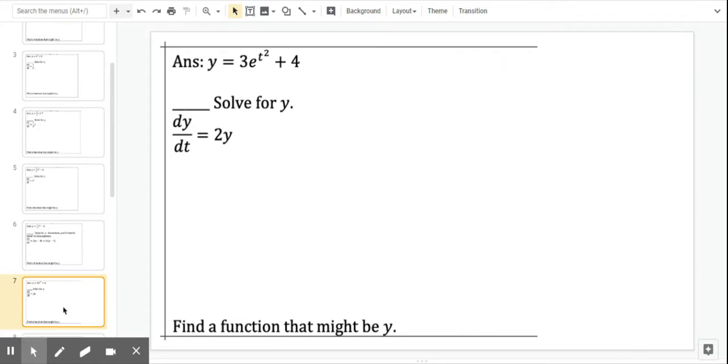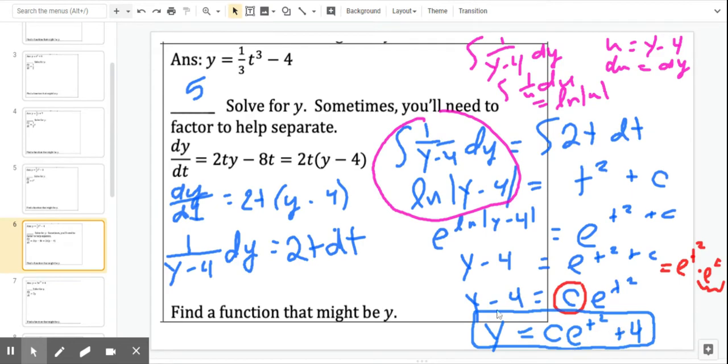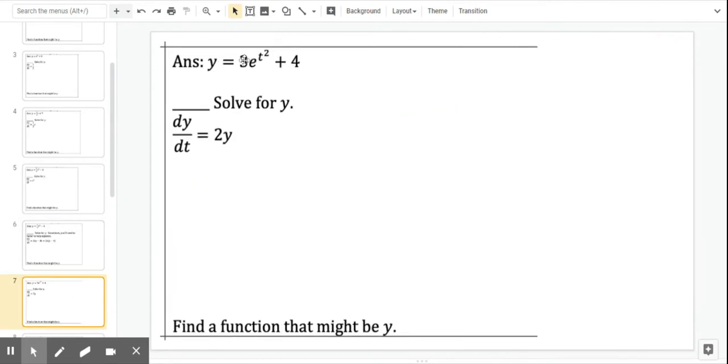All right, so that brings us now to this one. We have 3e to the t squared plus 4. So in this case, we had c e to the t squared plus 4. C would just be 3 here. So this is now number 6. So number 6, we solve for y.